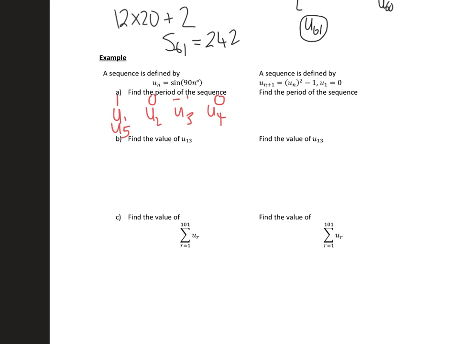And we know that sine repeats itself every 360. So this sequence is going to go 1, 0, minus 1, 0, 1, 0, minus 1, 0. So the period is 4.